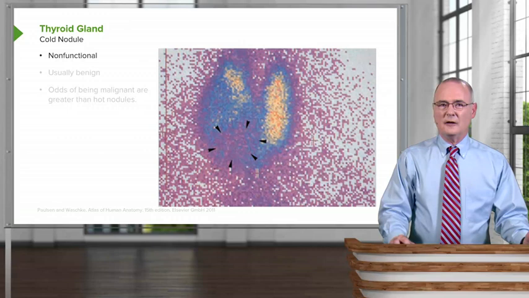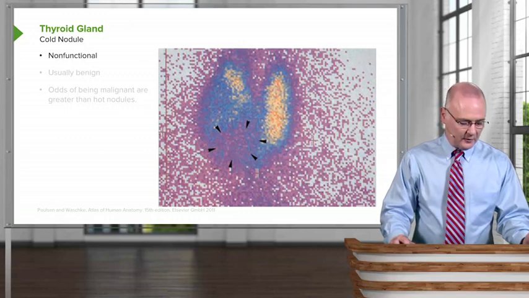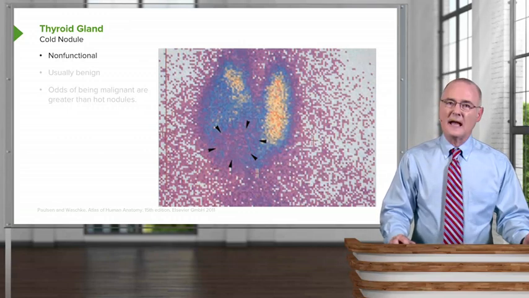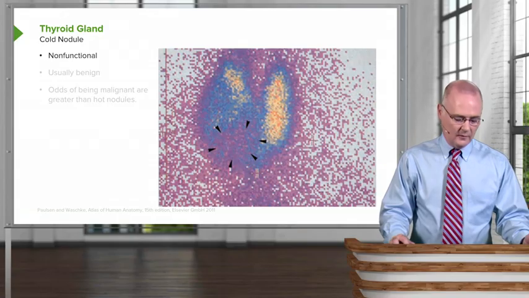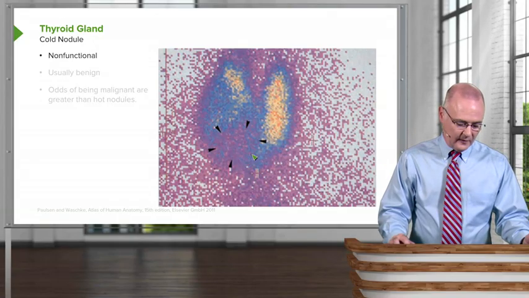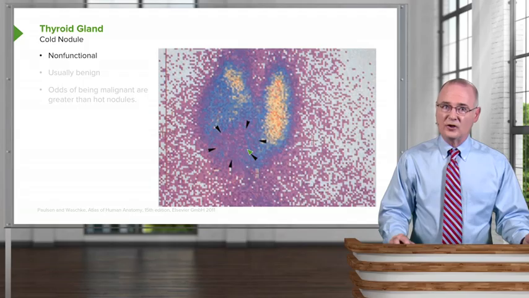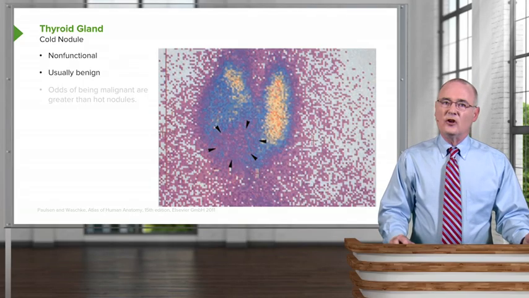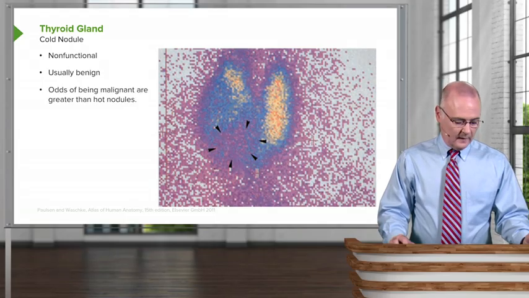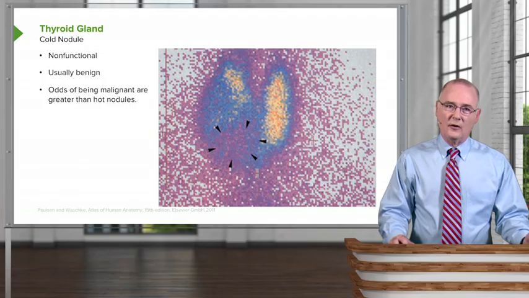So here we are demonstrating more specifically some of the aspects of a cold nodule. And again, it's this area here, non-functional. These are usually benign. And then lastly, the odds of being malignant are going to be greater than the hot nodules.